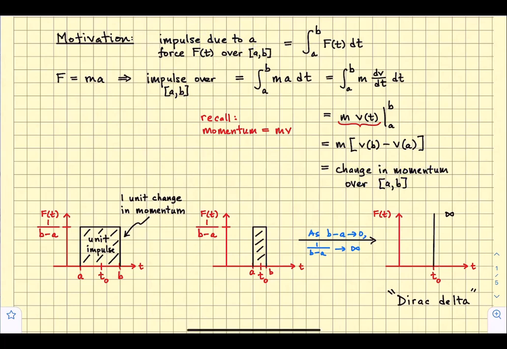And so another way that you can think about this, and where it's leading in terms of the Dirac delta, is if you think of, for example, I have a force. I'm going to apply this force over an interval from a to b.